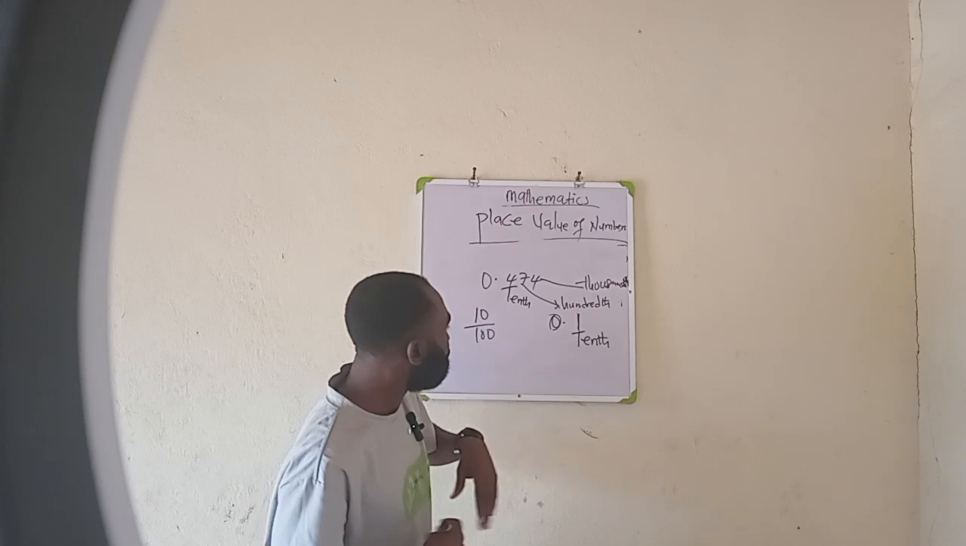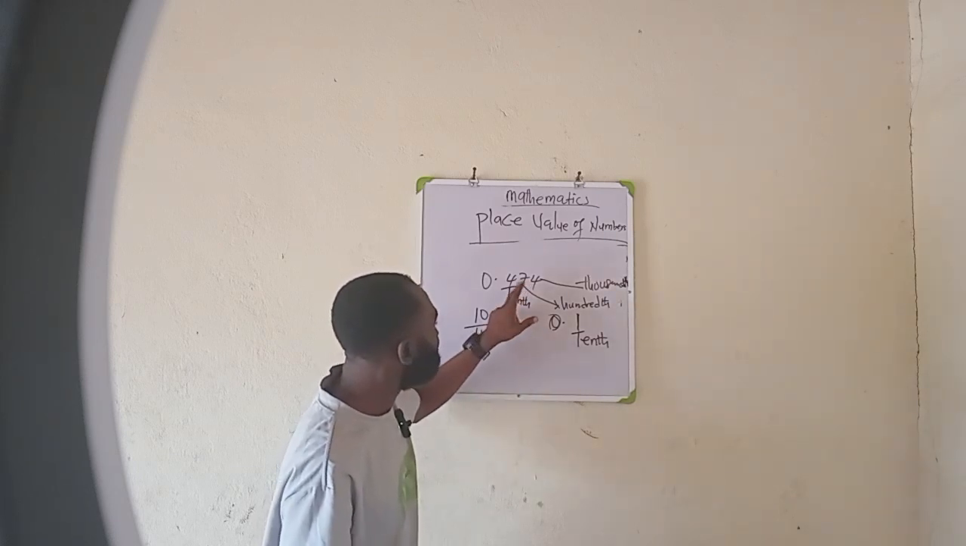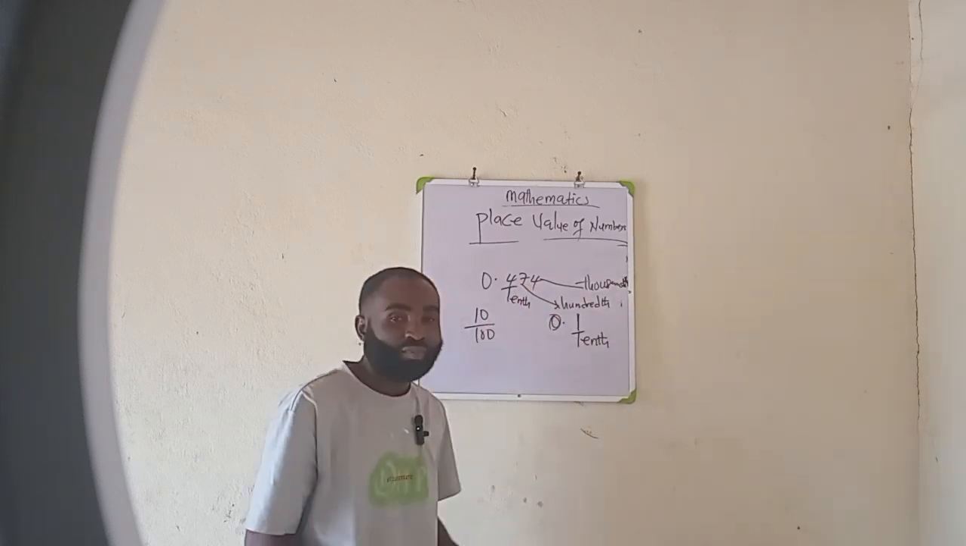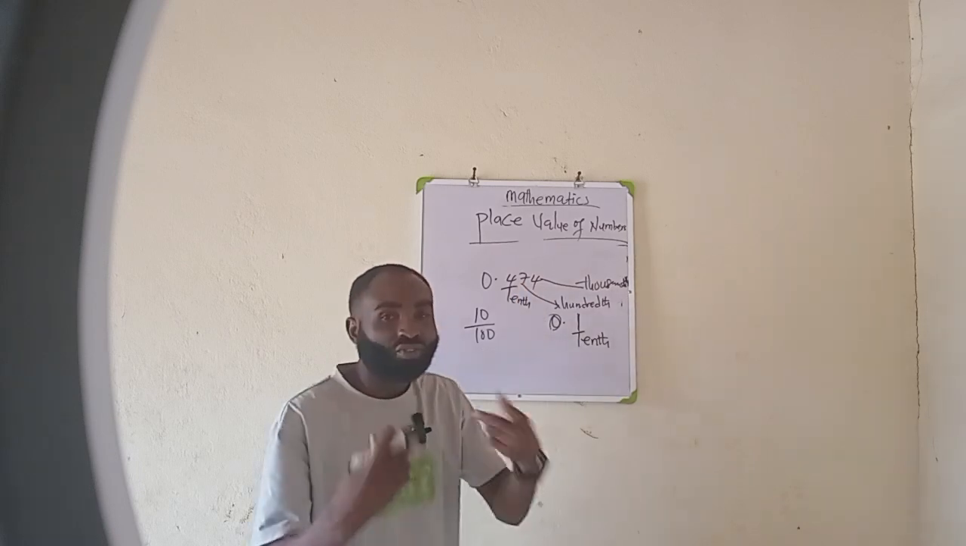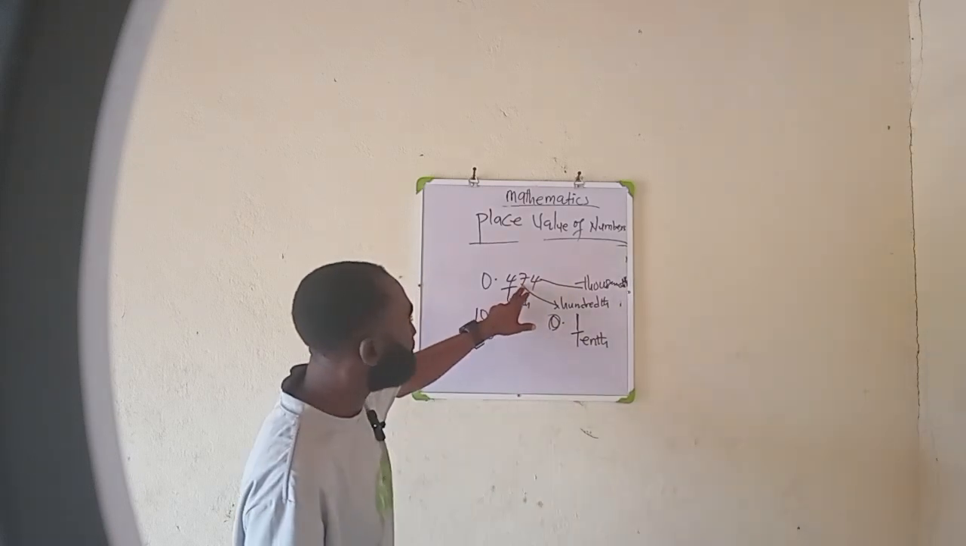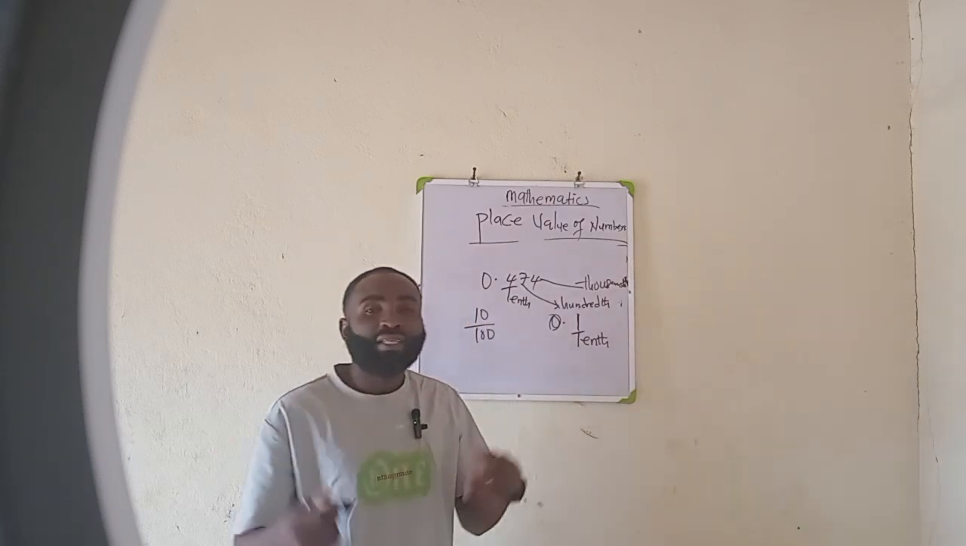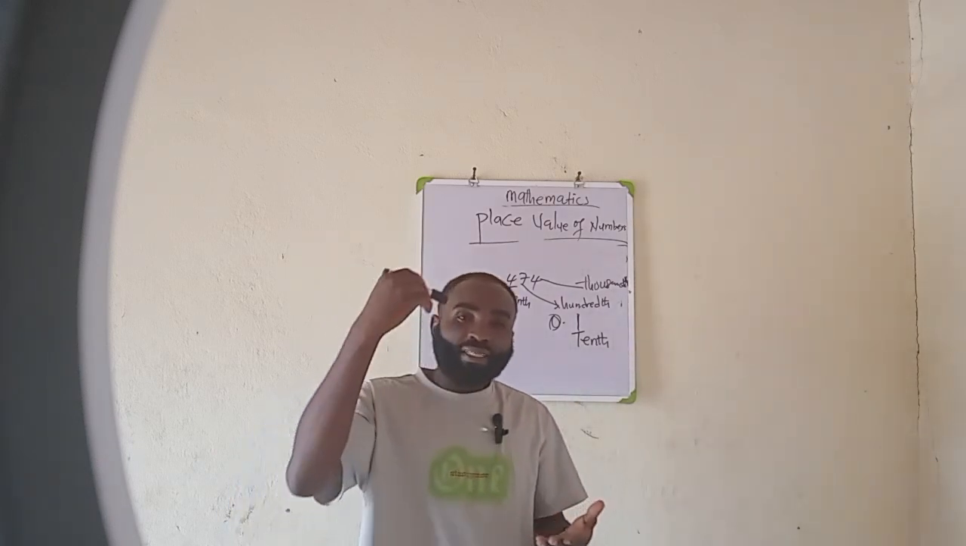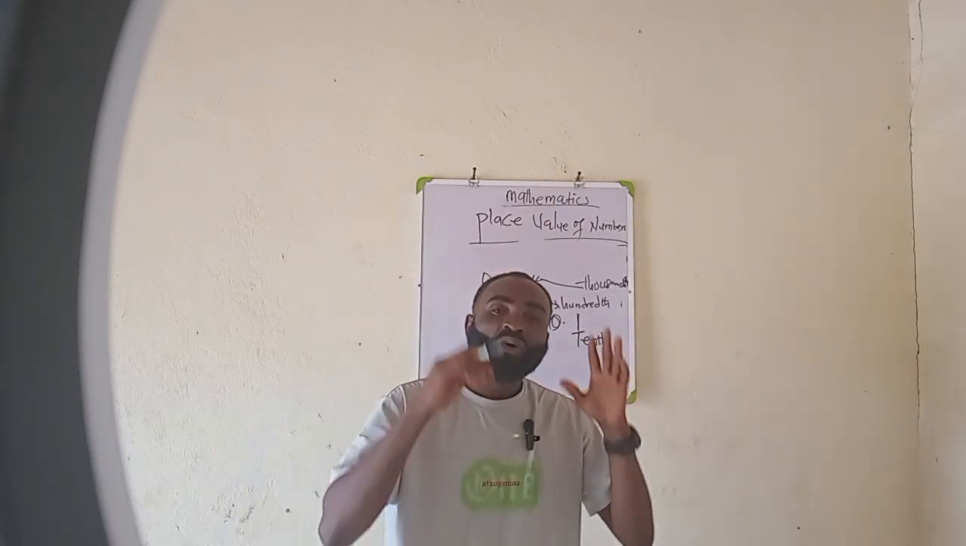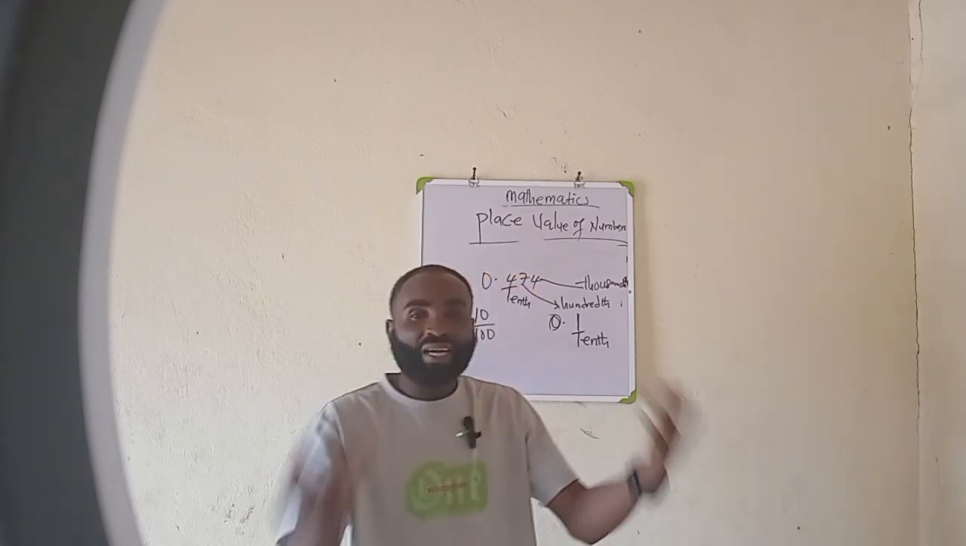So if you're asked to find the place value of this 7 here, it is hundredths. The place value of 7 is hundredths. It is no longer hundred but what? Hundredths. So after the decimal point, it is called either tenths, hundredths, or thousandths, or ten-thousandths, like that.